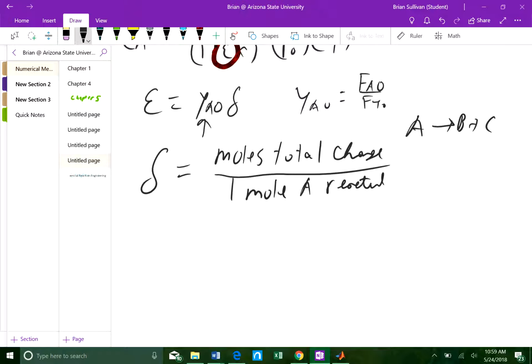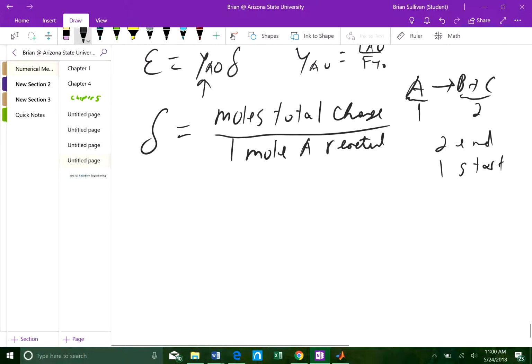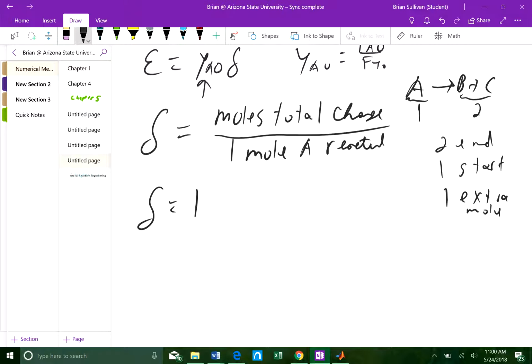So here's the thing. When 1 mole of A reacts, what's the total change? So then you have 2 on this side. Well, if you have 2 to end with and 1 to start, when you react 1 mole, you get 2 in the end. The change is 1 extra mole. And therefore, your gamma is going to be defined as 1.